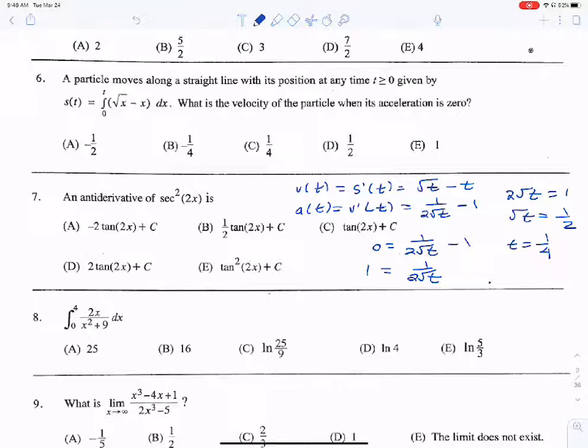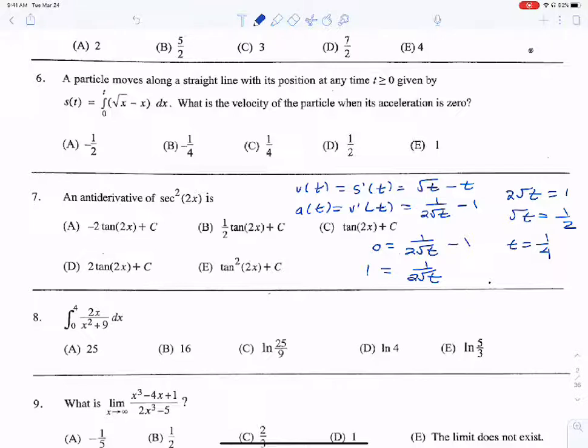Let's just make sure the math is correct on that before I continue. So let's see. A derivative, 1 over 2 root t minus 1, that looks good. Add 1, multiply by that, looks good. Divide by 2, looks good. And then square both sides, perfect. Okay, so I have found my time.